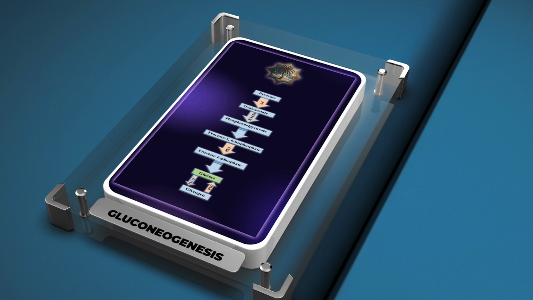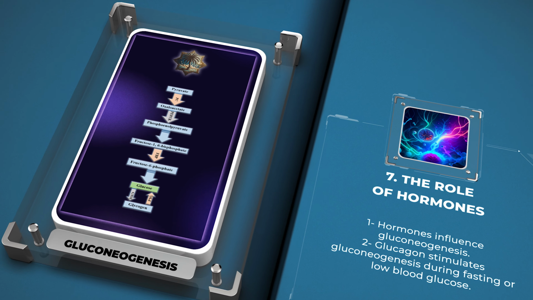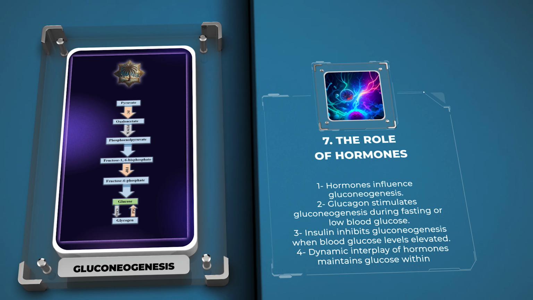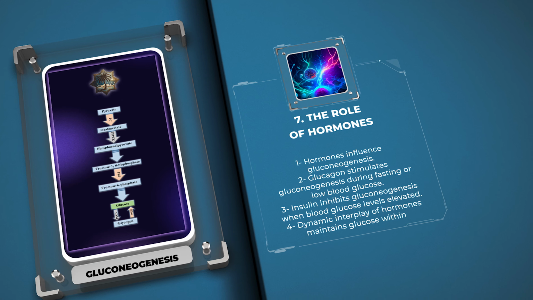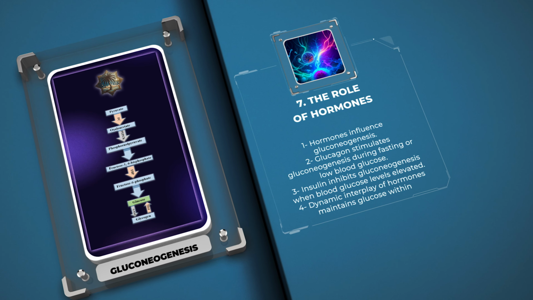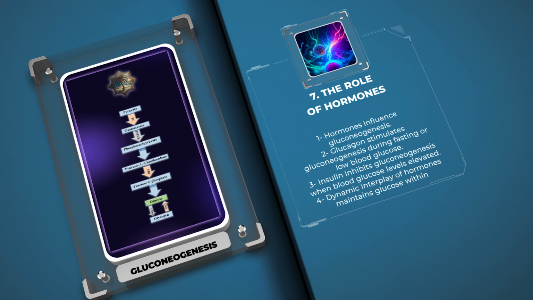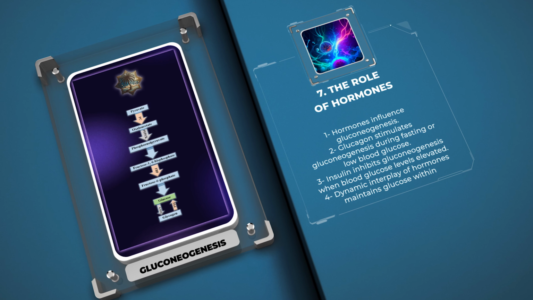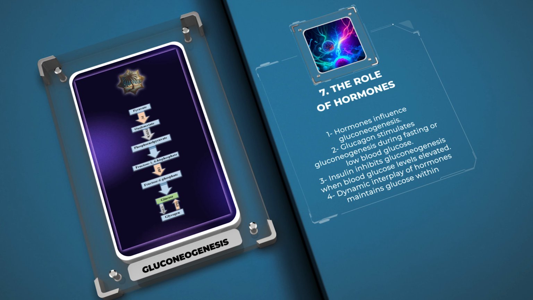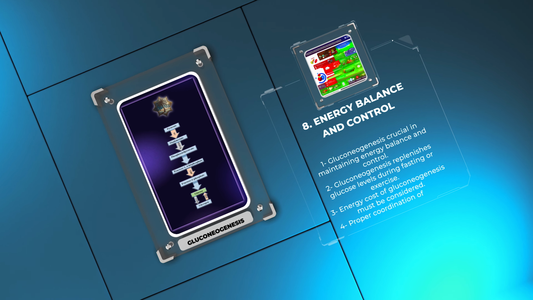Hormones exert significant influence over gluconeogenesis. Glucagon, released by the pancreas during fasting or low blood glucose, stimulates gluconeogenesis. It acts through the cyclic AMP-dependent protein kinase A pathway and results in enhanced gene expression and activation of key enzymes. On the other hand, insulin, secreted when blood glucose levels are elevated, inhibits gluconeogenesis by impeding the expression and activity of gluconeogenic enzymes. The dynamic interplay of these hormones ensures the maintenance of glucose levels within a narrow physiological range.